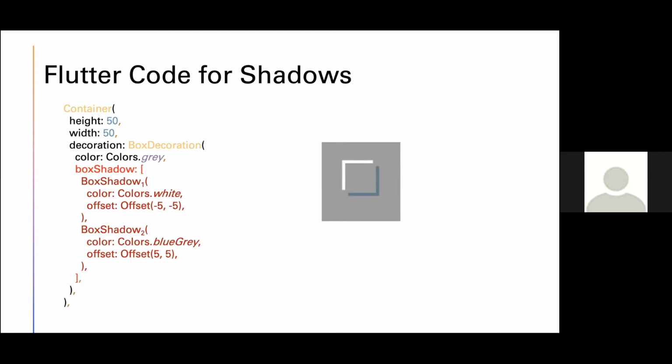In addition to that, we're going to add the two shadow effects that we want to add. For this example, in the box shadow property, we're going to add two shadows that are both square. One's a white color and it's going to be up and to the left. And then another is going to be a blue-gray color and it's down to the right.